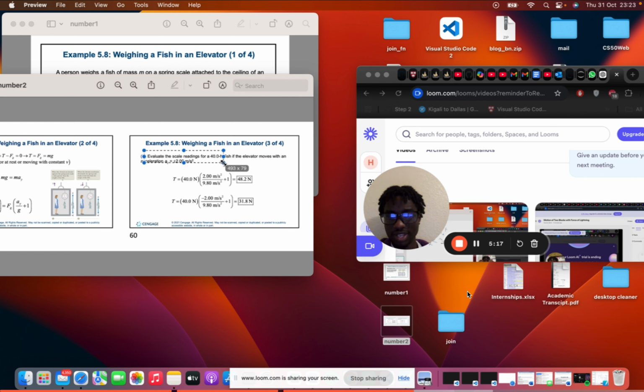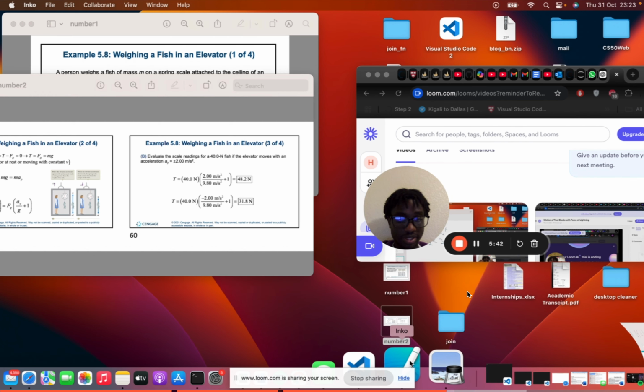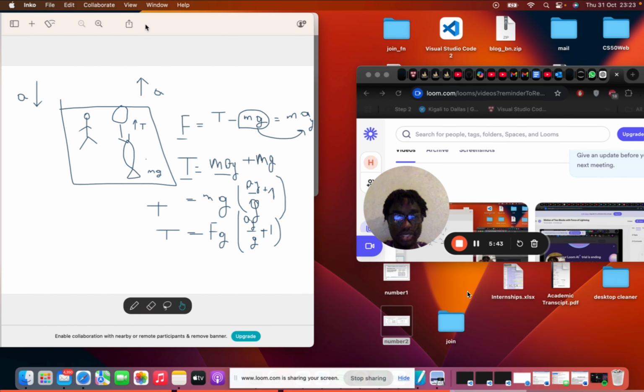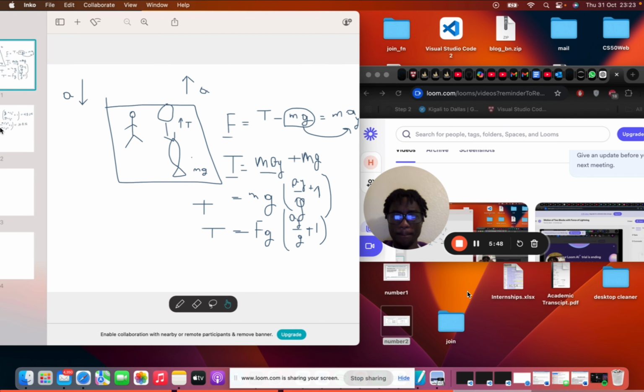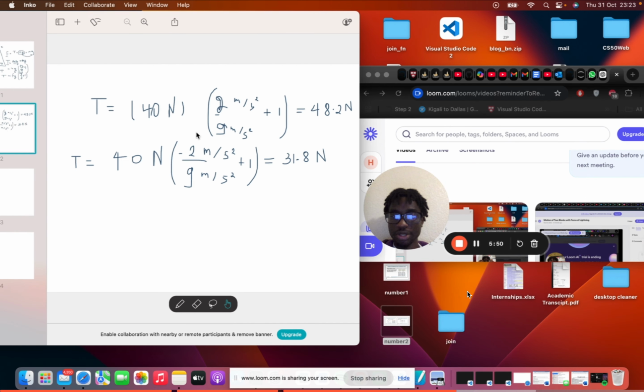Evaluate the scale readings for a 40-newton fish if the elevator moves with an acceleration of positive 2 meters per second squared and negative 2 meters per second squared. Here the elevator is moving, and you know what that means? That means our tension scale will show different values. Let me show you how.